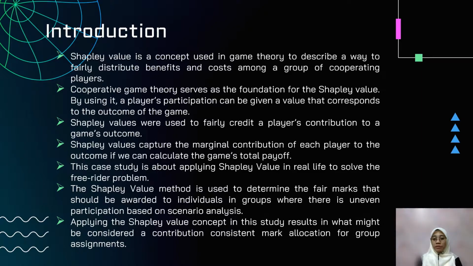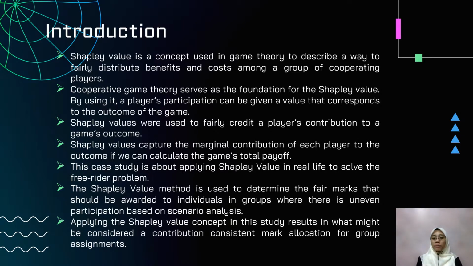Cooperative game theory serves as the foundation for the Shapley value. By using it, a player's participation can be given a value that corresponds to the final outcome of the game. The idea of Shapley values originated in the literature on cooperative game theory in the 1950s. In the original form, Shapley values were used to fairly credit a player's contribution to a game's outcome.